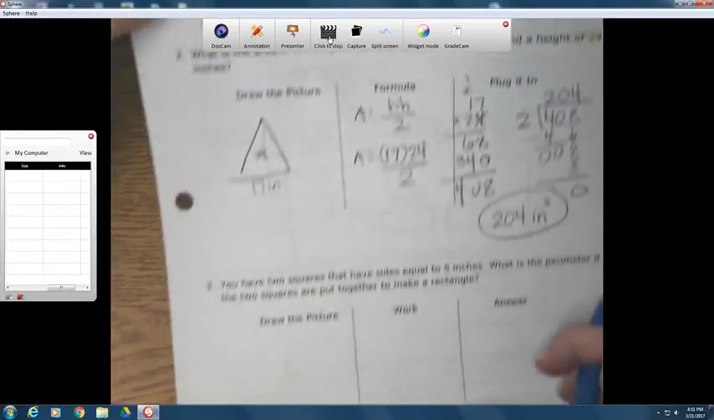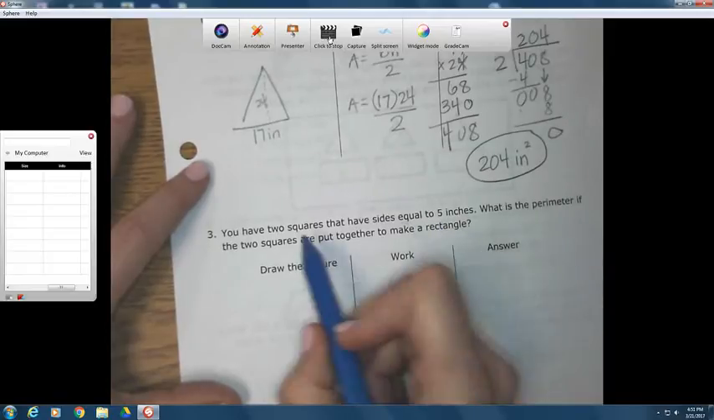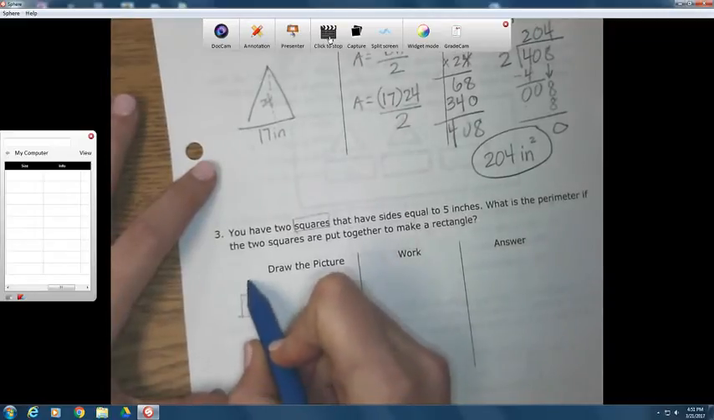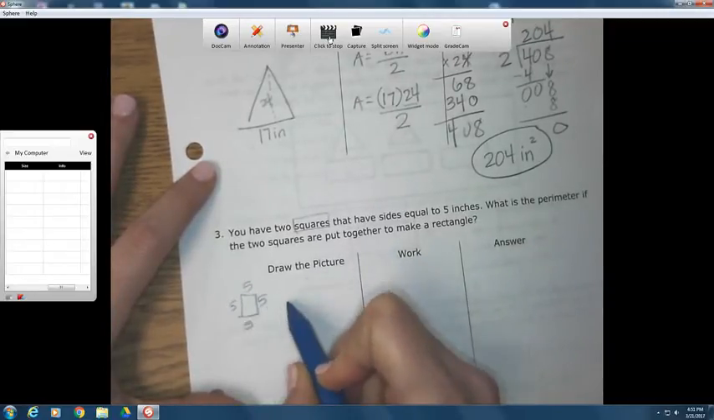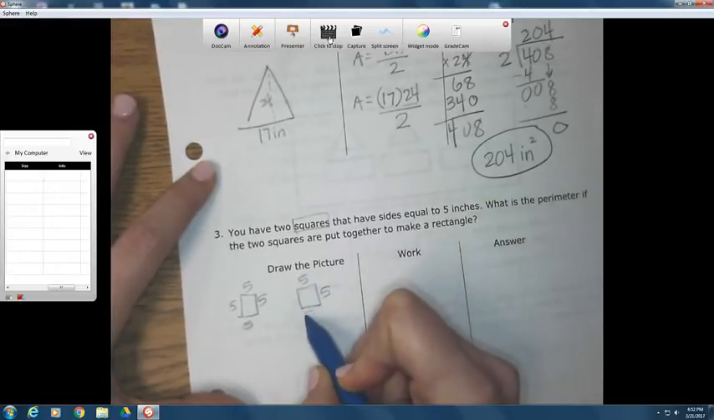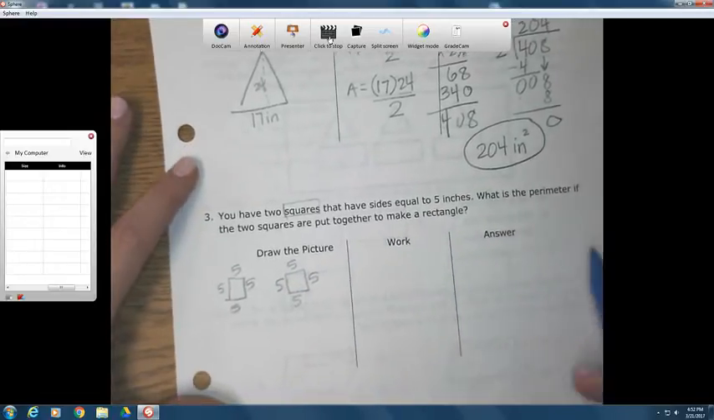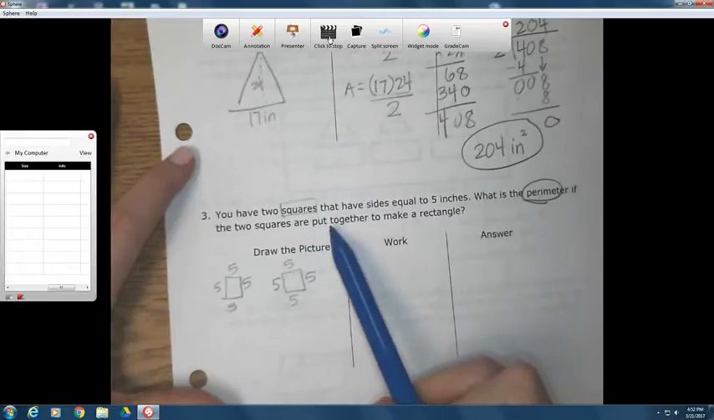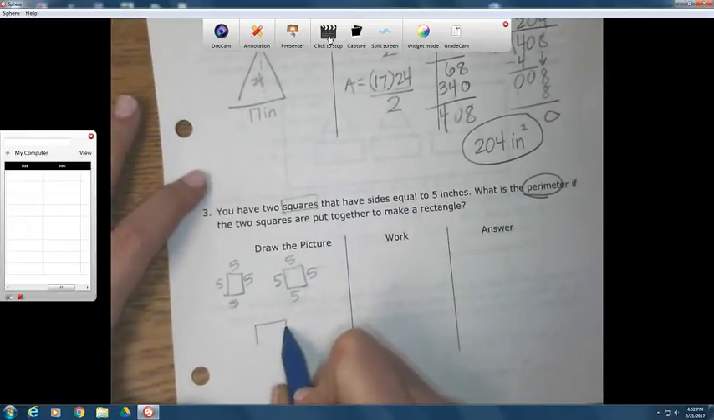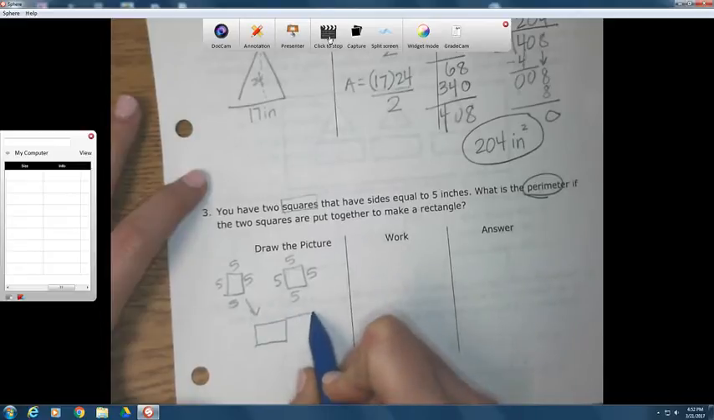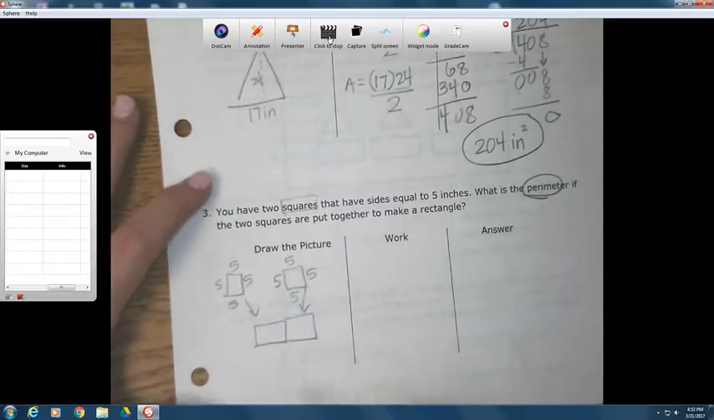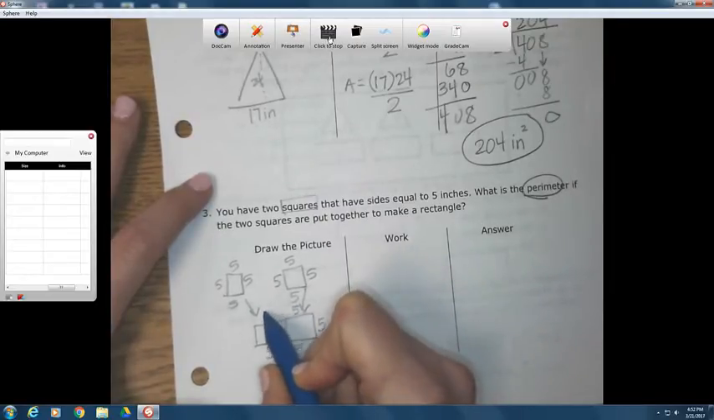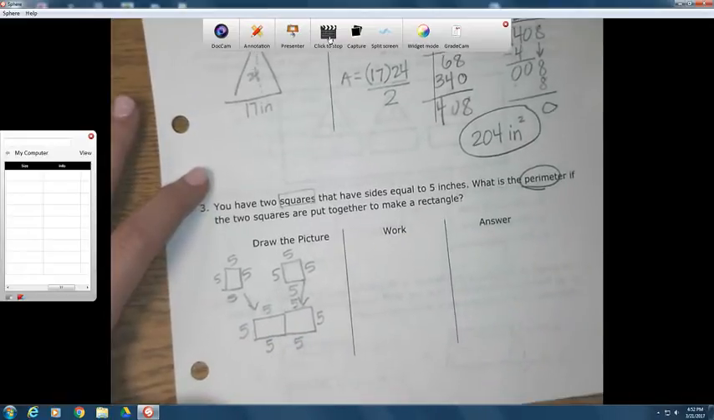Okay, you have 2 squares that have sides equal to 5 inches. Squares have equal side lengths. So here's one square. It has 5 all the way around. Here's my other square. It has 5 all the way around. What is the perimeter? So again, we're going around. What is the perimeter if the 2 squares are put together to make a rectangle? Well, when I put that square there and that square there, I know this is 5, this is 5. I'm finding perimeter only. That's 5. So I have to add all that up.